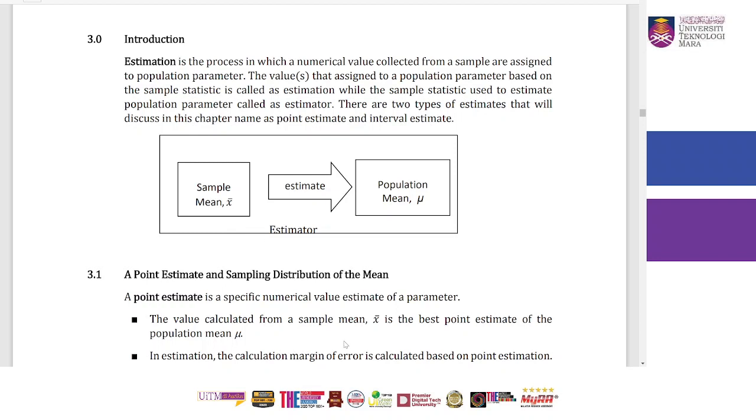So, that is the situation. Okay. Ada message ke? Saya nak tutup ni dulu. Alright. So, boleh so far.